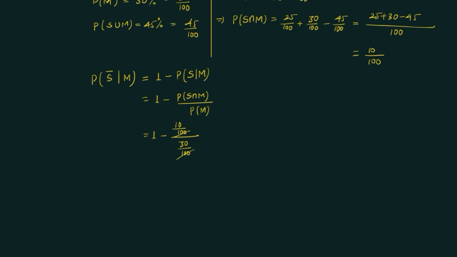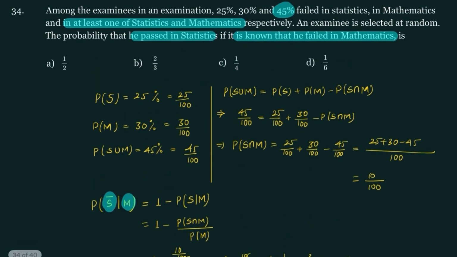Here 100 get cancelled, so it will be equal to 1 minus 10 by 30, that is 1 by 3. So 1 minus 1 by 3 equals 2 by 3. So this is the probability that a student has passed in statistics knowing that he has failed in mathematics. So my correct option for this question is option number B.